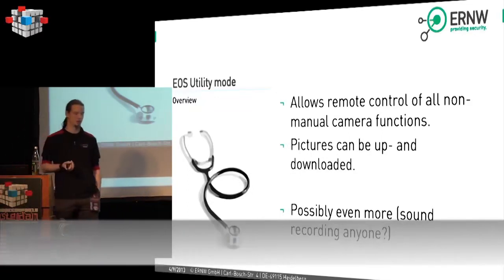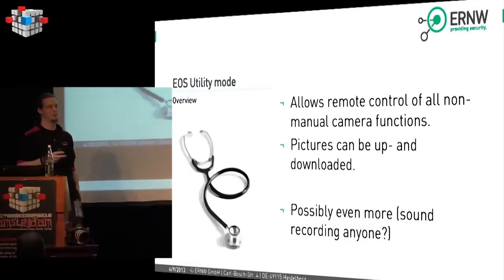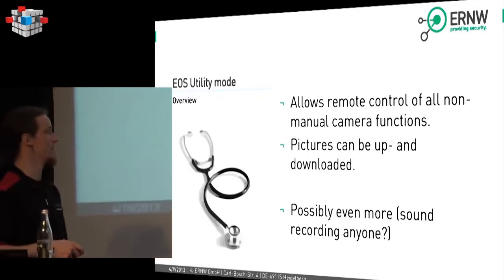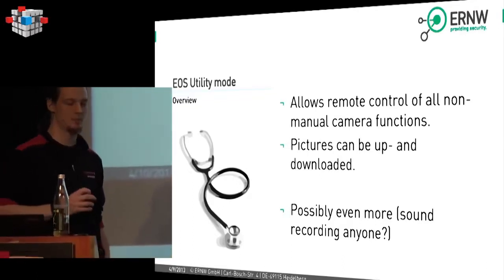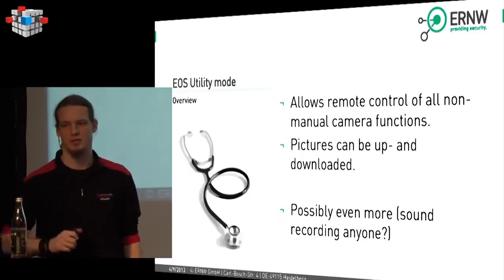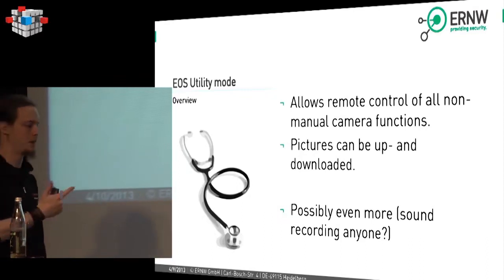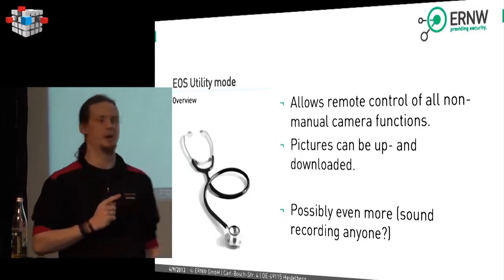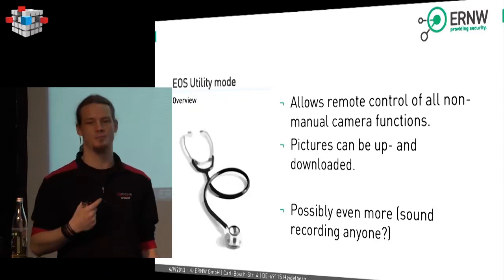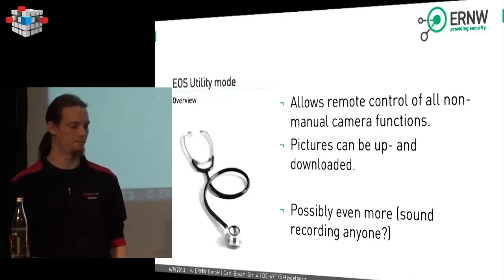I'm able to do even more. I need to put some more time in, but maybe it's also possible to record sound. The camera has a built-in microphone, and if I can just turn this on remotely, that would be great. For now, the way around is just to start a movie recording and download the movie afterwards, because then the sound data is also saved inside the movie file.